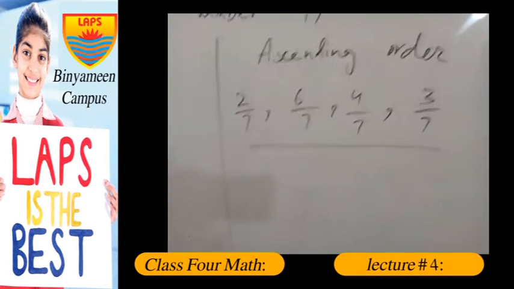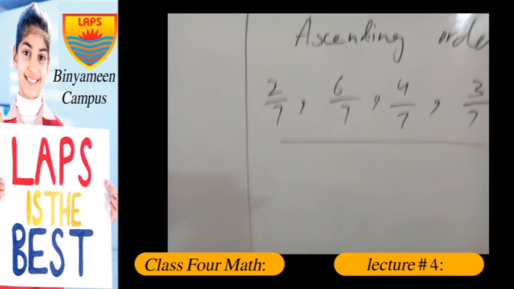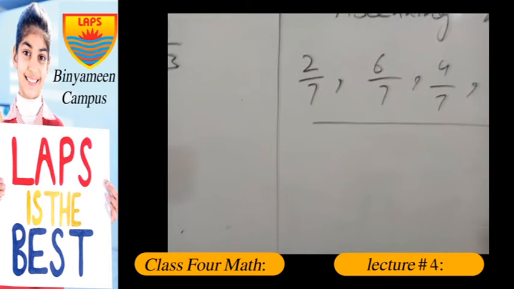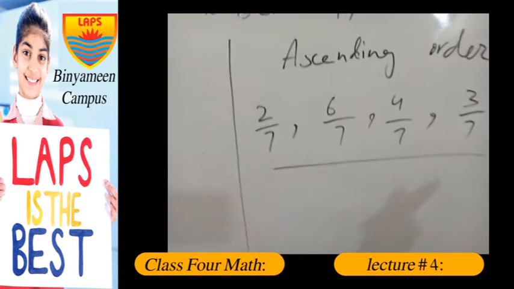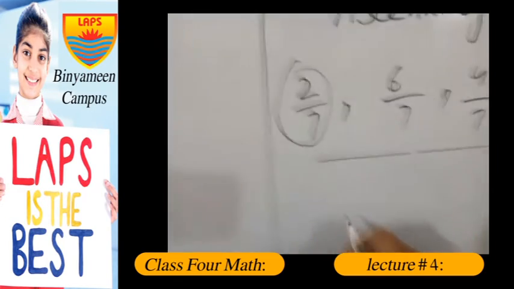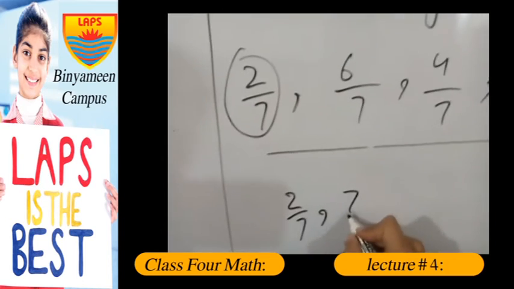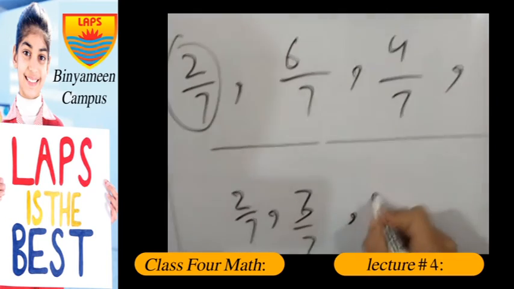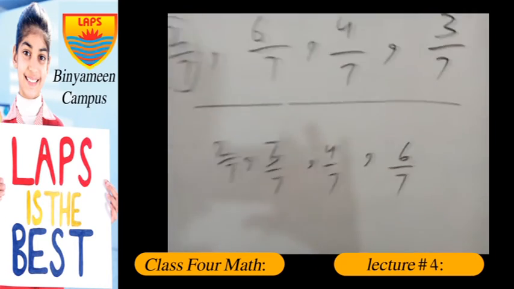It is the ascending order. We have to rearrange these fractions into ascending order. Ascending order is actually from the smaller value to the greater value. So the smallest fraction in the given four fractions is 2 over 7. We have to write 2 over 7 here first, then 3 over 7, and then here we have 4 over 7, and then 6 over 7.